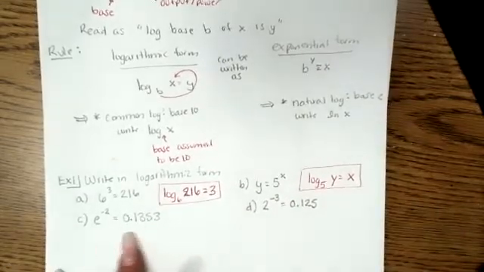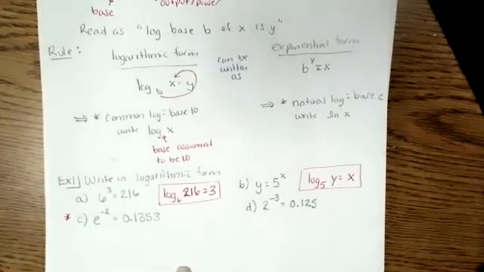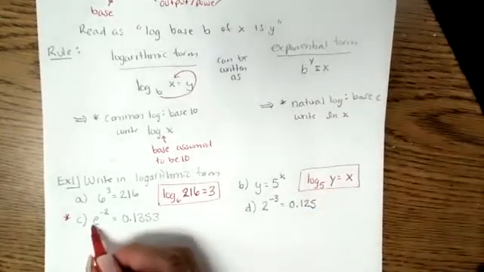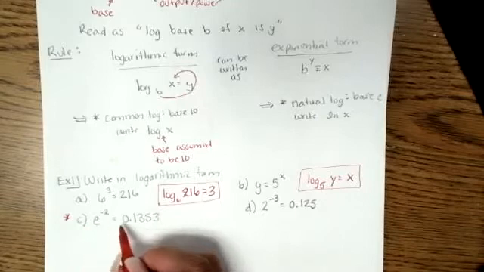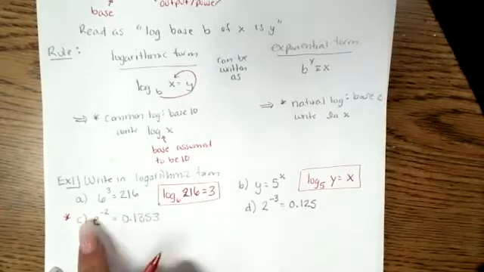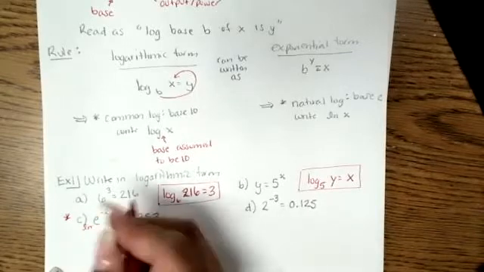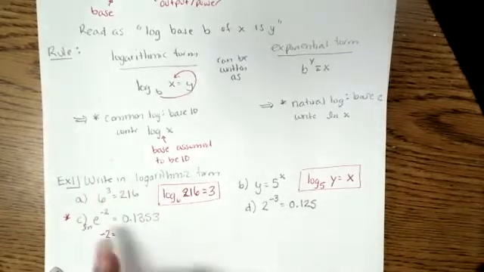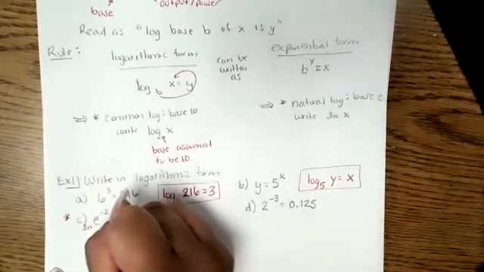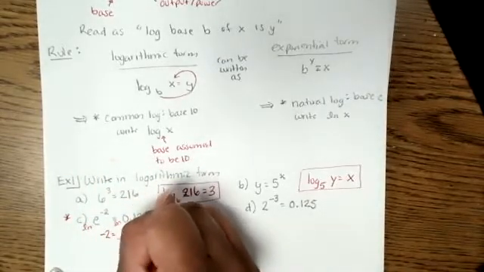Now these ones are going to be a little bit different. The way I always remember it is ln and e are inverses of each other. So if I take the ln of the left side and the ln of the right side, the ln and the e cancel each other out, and I'm just left with a -2. If I take the ln of this side, it's just going to be natural log of 0.1353.